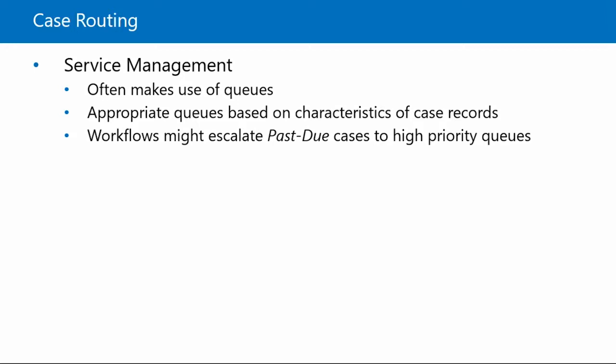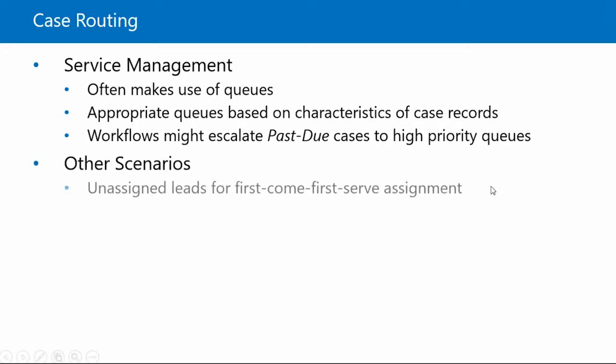Now, with that said, what are some other scenarios that may be set outside of the service management area? One example might be for unassigned leads for first come, first serve assignment. Let's say that Jill entered a lot of business cards that she received from the trade show last week into Dynamics 365. She doesn't have the time to qualify or disqualify all of the leads herself. So she takes a few and leaves the rest of the leads unassigned. The remainder of the leads in the system, which are currently unassigned, are now available for other sales representatives to claim and manage going forward.